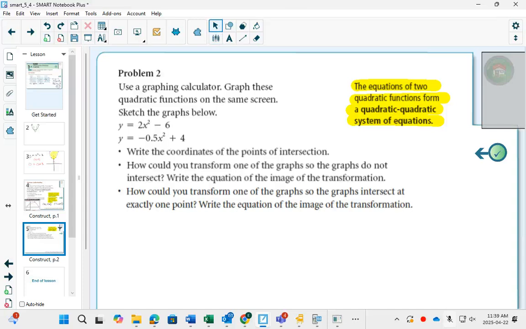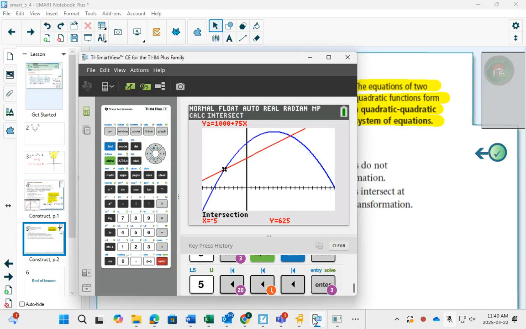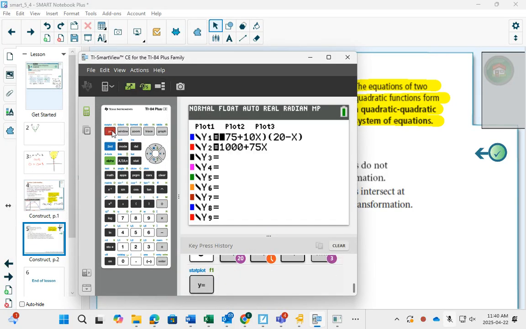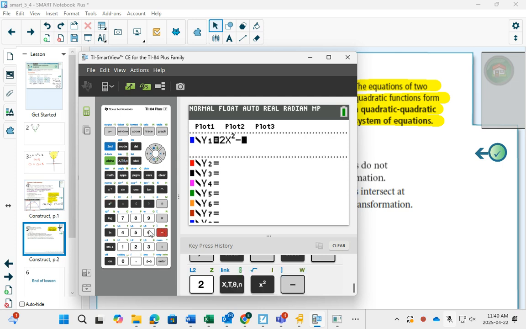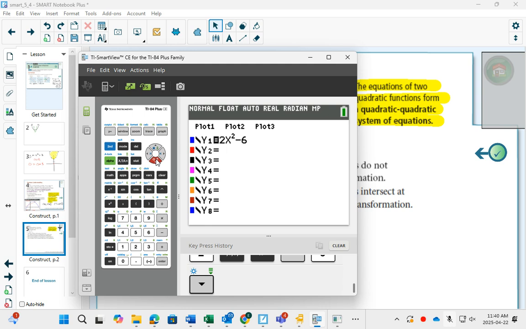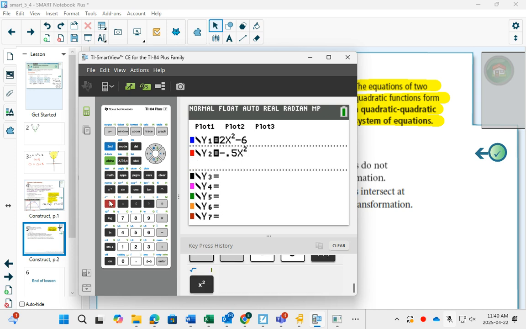So again, we're going to go to our graphing calculator. I'm going to type both of these in. Y equals, clear this one out, clear this one out. And I had 2x squared minus 6, and then a negative 0.5x squared plus 4. And I'm going to do a common mistake and show you the common mistake. The common mistake is people forget that they have to use the negative button beside the enter button, and they just hit this, negative 0.5x squared, and it was plus 4.